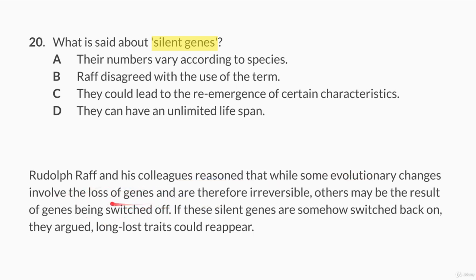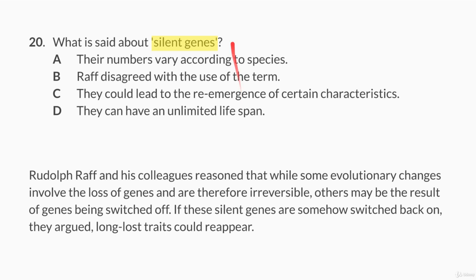Okay, so I see something about genes over here. I see something about genes being switched off. So this could be synonym language for silent genes. And here we go, silent genes. We found the exact keyword in this case. And actually, I expected to find the exact keyword for this particular keyword.